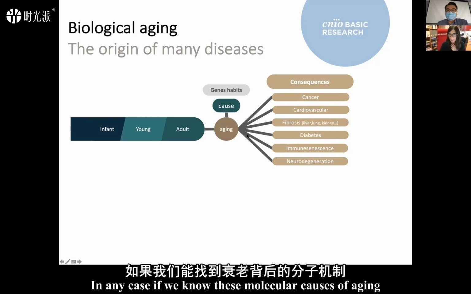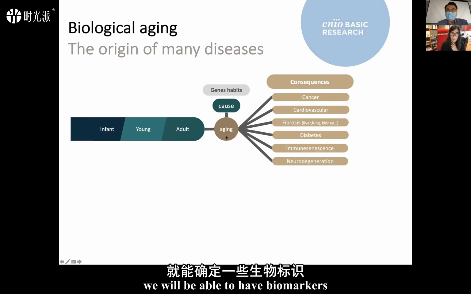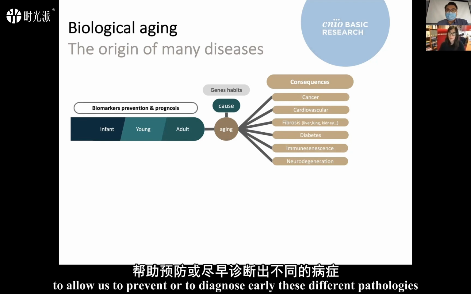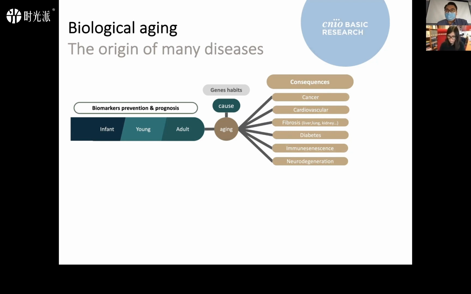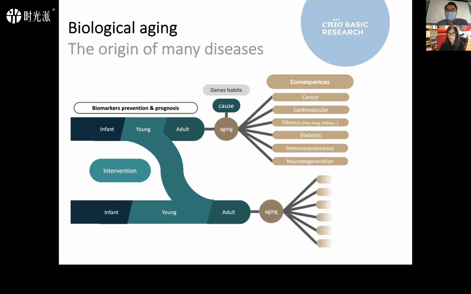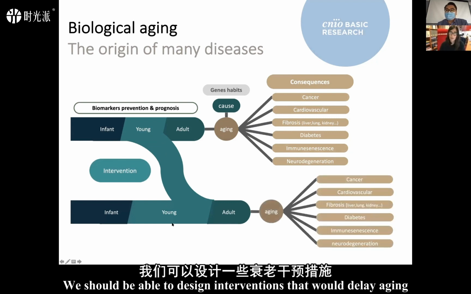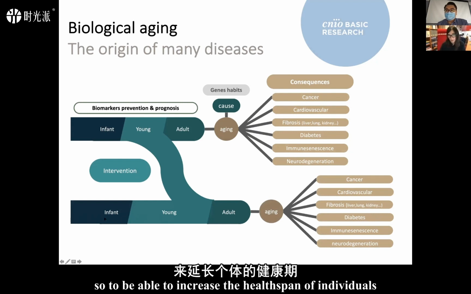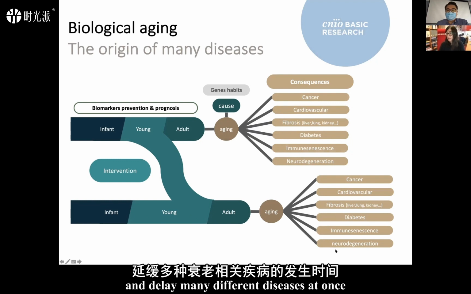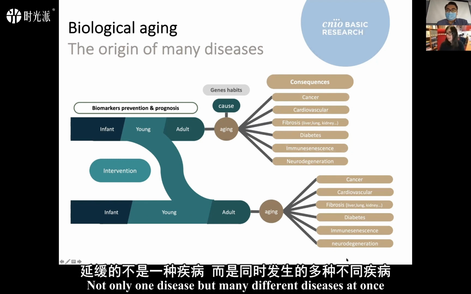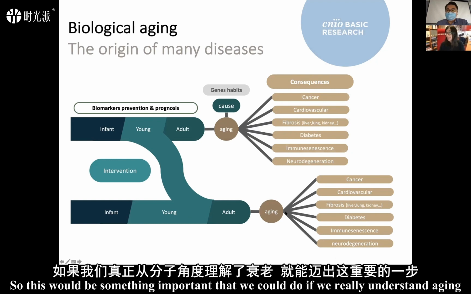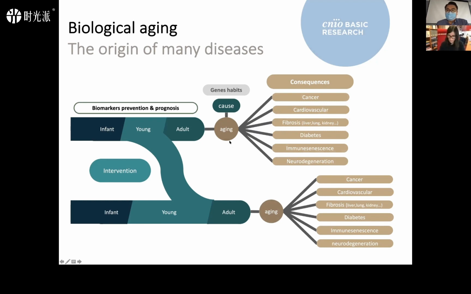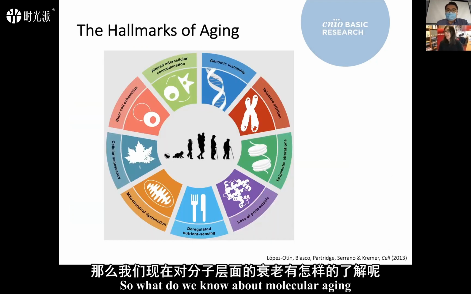In any case, if we know these molecular causes of aging, we will be able to have biomarkers to allow us to prevent or to diagnose early these different pathologies. But we should also be able to design interventions that delay aging, so as to increase the health span of individuals and delay many different diseases at once, not only one disease, but many different diseases at once. So this would be something important that we could do if we really understand aging. And so what do we know about molecular aging?